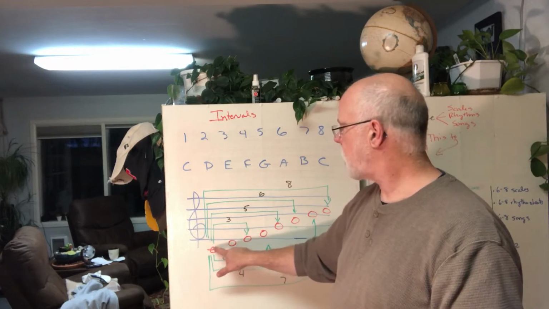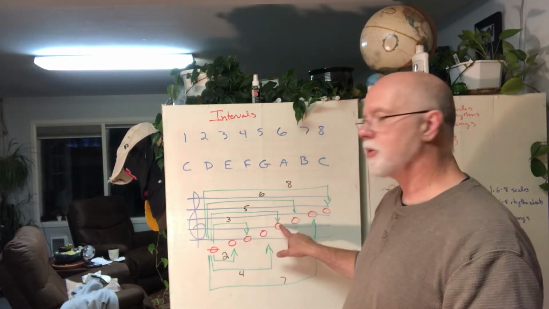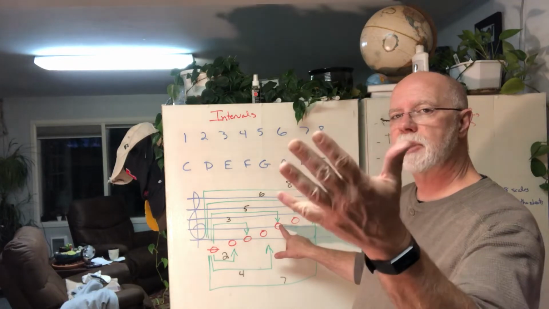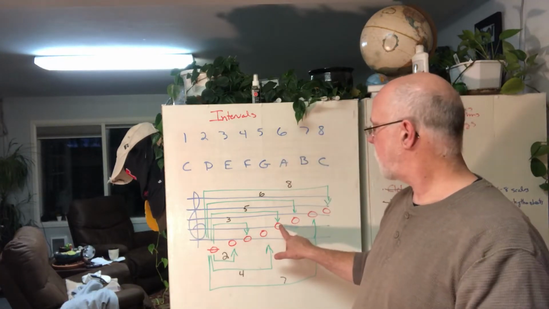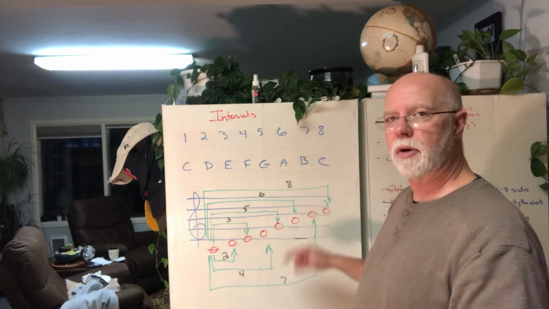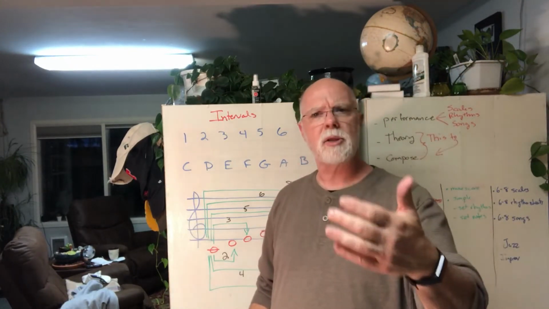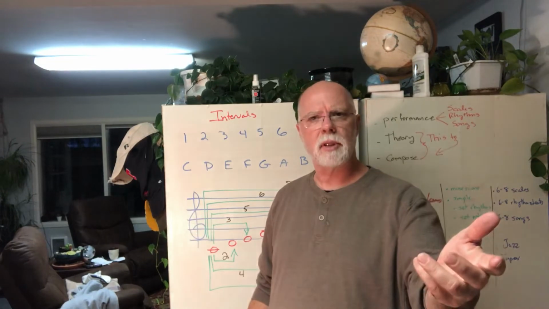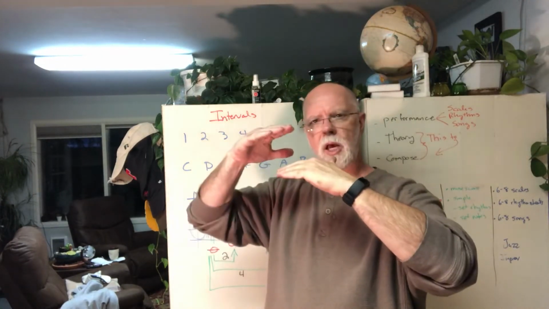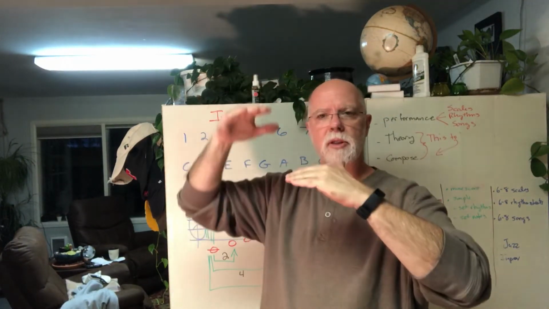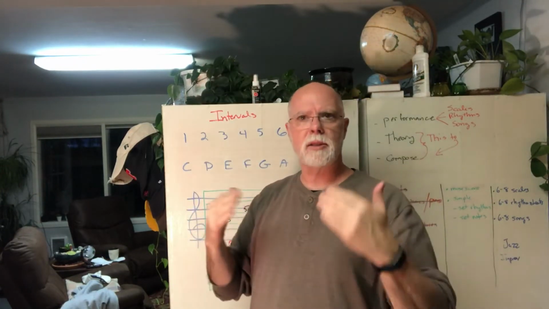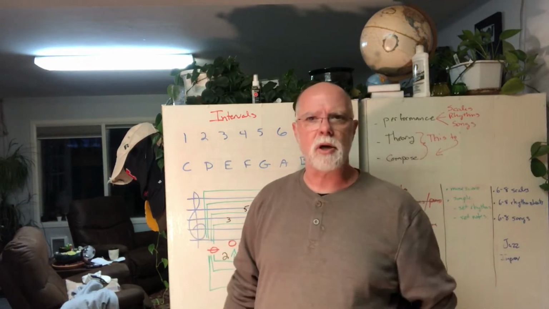Then we go line, line, line, or C to G, C, D, E, F, G, is what we call a fifth. Then sixth, seventh, and eighth. So line to line or space to space is 3, 5, 7, but space to line or line to space is 2, 4, 6, and 8. That's a quick way of trying to figure out what the intervals are.